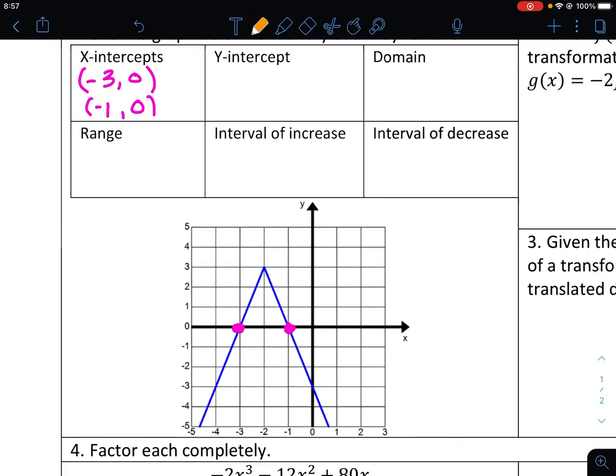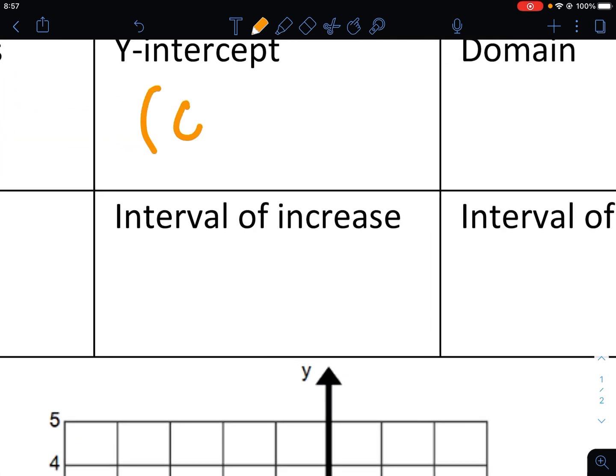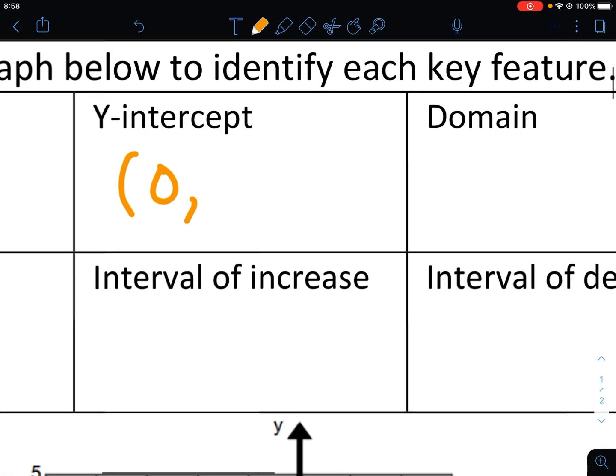Similarly, the y-intercept has the same properties regardless of the shape of the graph. Watch your ordered pair again. The y-intercept has an x value of 0, and in this case the y value is at -3.